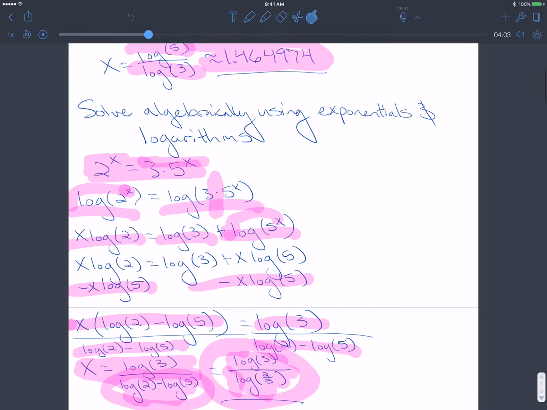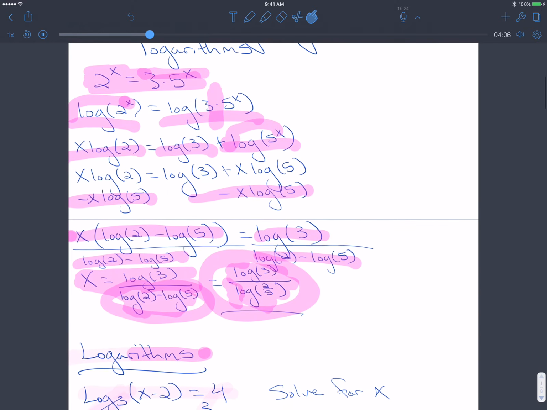Now, let's look at a logarithm example. So that started with an exponential. Let's look at one that starts as a logarithm that we have to then convert. So if I have log base 3 of x minus 2 is equal to 4 as the problem, what is the first thing that I'm going to do?